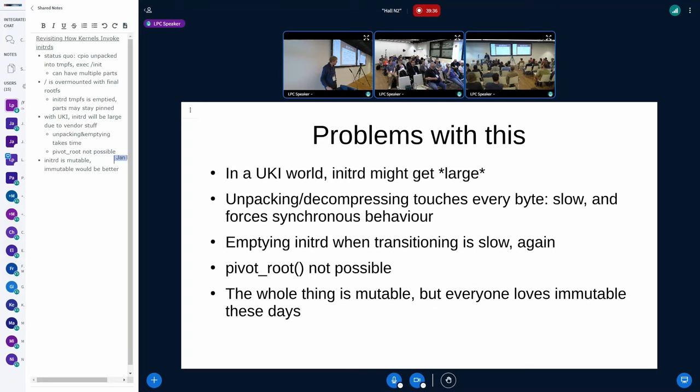So much about the status quo and the problems with this. Anyone has, I kind of wanted to make this a discussion, so please, you raised first. Let's start.